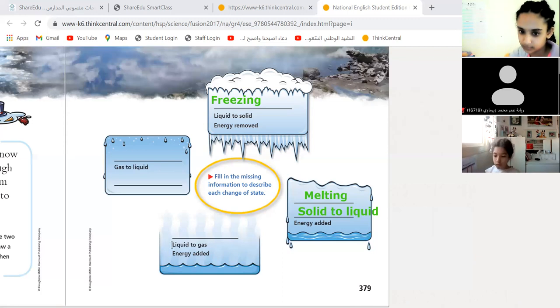Liana, when liquid water changes to gas and the energy is added, so you added heat, what do I call this? Look at the arrows. Arrows are going up, up, up. So liquid water changes to gas and this gas going up. What do I call it?